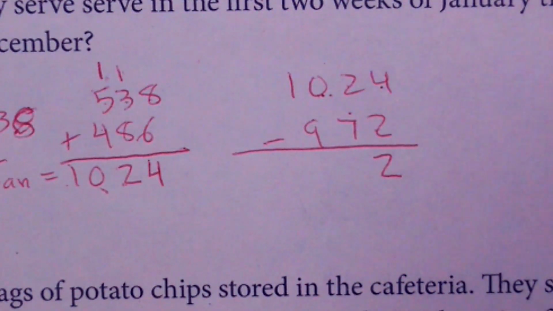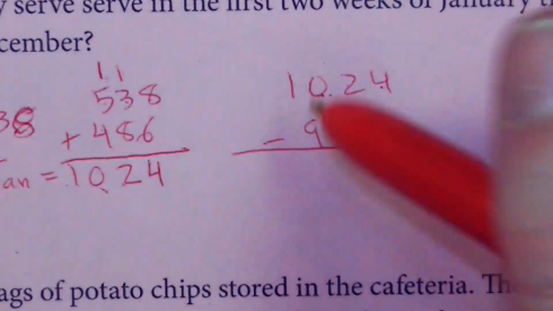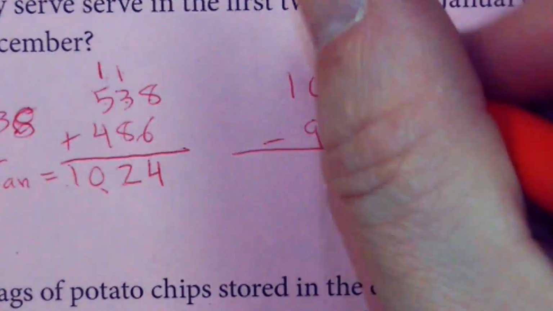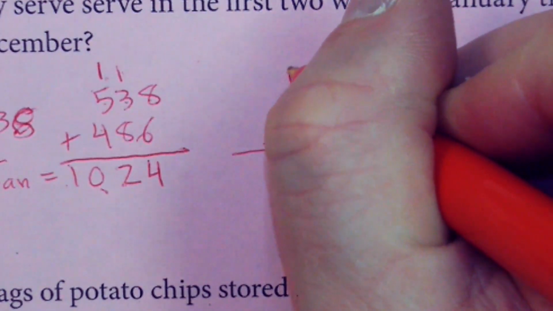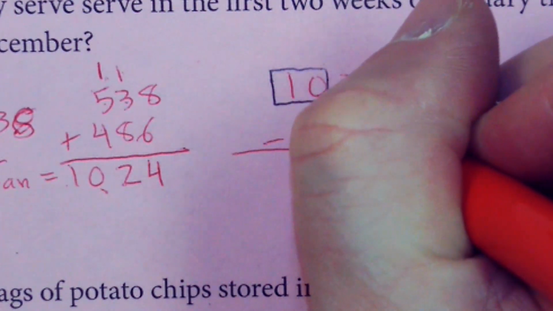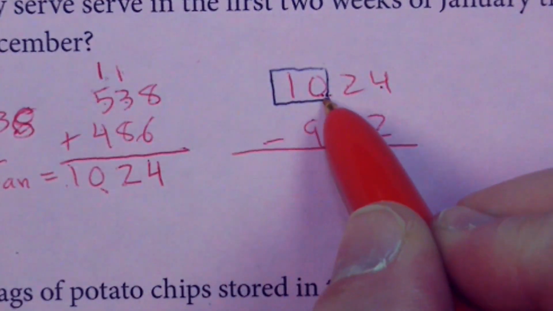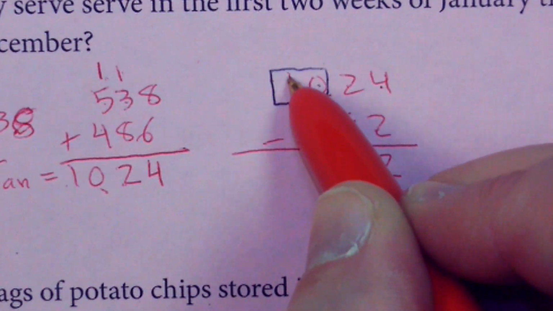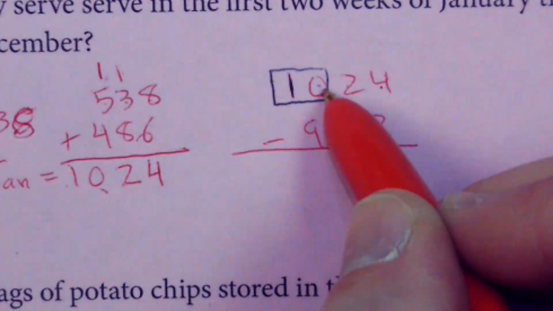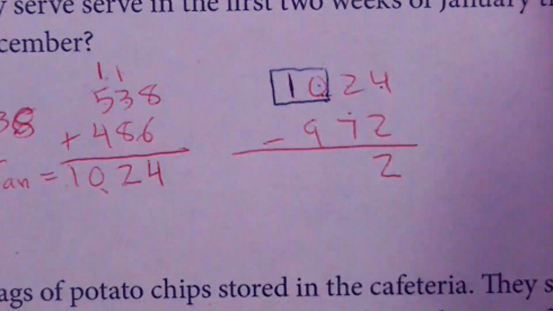My goal is to take a 1 from somewhere. But if there's a 0 next door, you're going to draw a box around the 0 and whatever the next non-0 is. So if this was a 0, I'd have to keep looking for numbers. But fortunately, it's a 0 and then a non-0, like a 1. Okay? So I have a 10 here in this box.